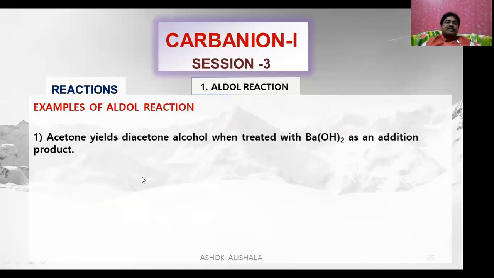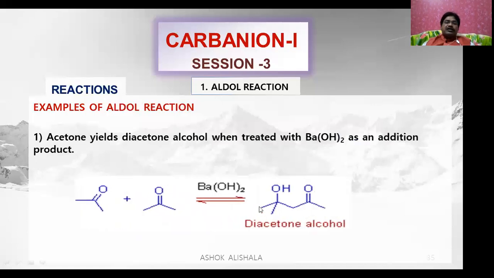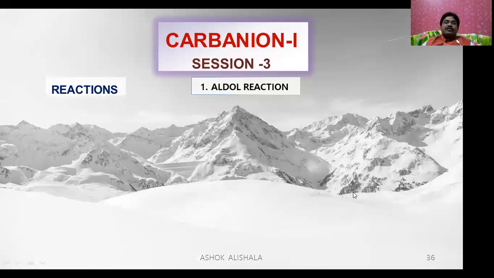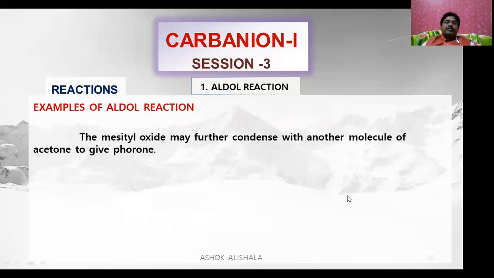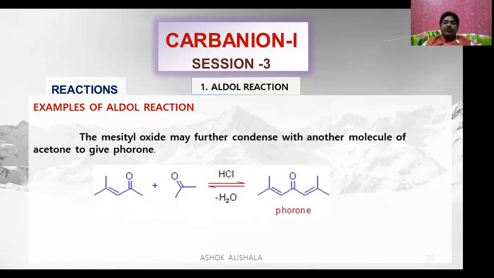Acetone yields diacetone alcohol when treated with barium hydroxide as an addition product. This is the case of acetone in the presence of barium hydroxide. The mesityl oxide may be further condensed with another molecule of acetone to give phorone.